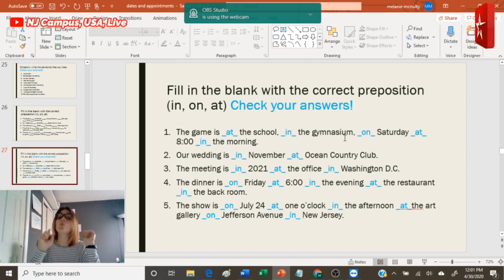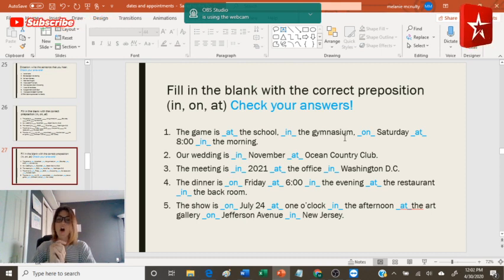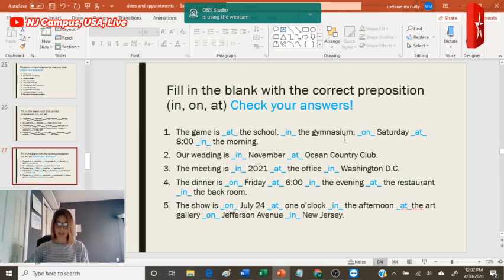But if I know which day, April 30th, then I can say it's on April 30th, on Thursday, April 30th. So I know which day, the specific day or date, on. If it's just in the month, in. Okay, I hope that's a little bit clearer for you.